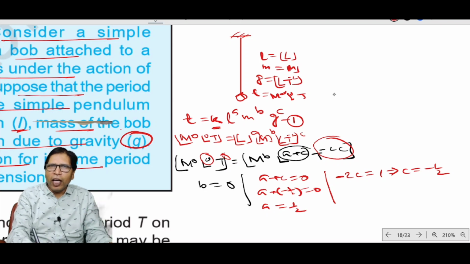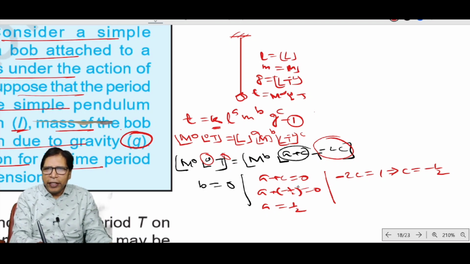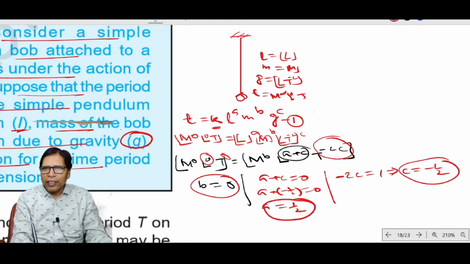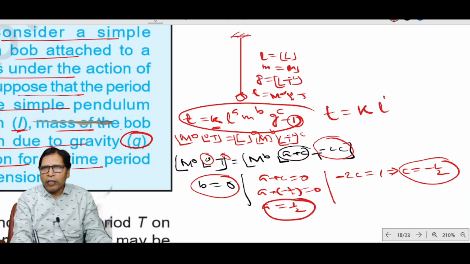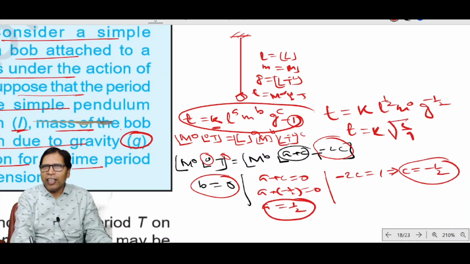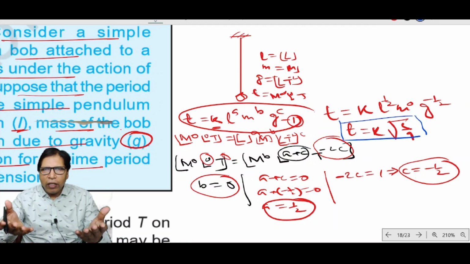Okay, no problem. Therefore, you get a, b and c. Now putting these a, b, c in equation 1, we get T equal to k, L to the power half, M to the power 0, and g to the power minus half. So T equals some constant k root under L by g. This is the expression for the time period. Okay. Now using the principle of dimensional homogeneity, we can calculate the dimension of an equation.